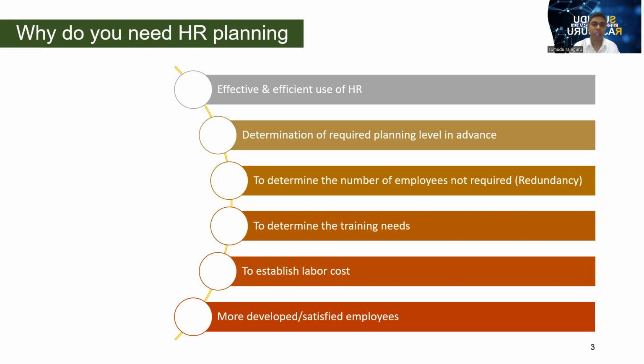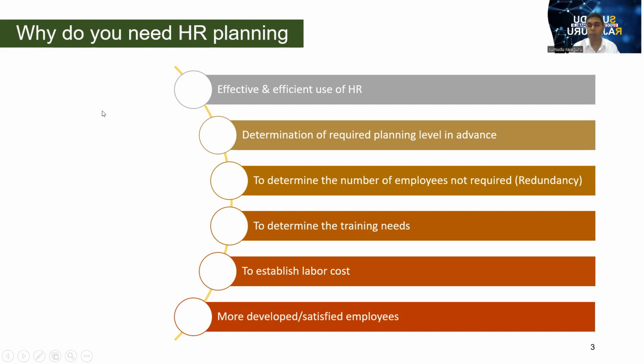So HR planning is required to determine the training needs, based on the number of people we are going to increase and the number of people we are going to make redundant. Whatever the future plan to achieve the future business goals, the HR team wants to determine the training requirement. To stabilize labor cost: redundancy or enhancement is related to cost, so the HR department can work to maintain an optimal level of labor cost also. The last one, more developed, satisfied employees. If the organization has proper HR planning activity, then the HR team and the organization can develop the people as well as satisfy the employees, and it will support enhancing the organizational objectives also. So these are the reasons why we need HR planning activities.